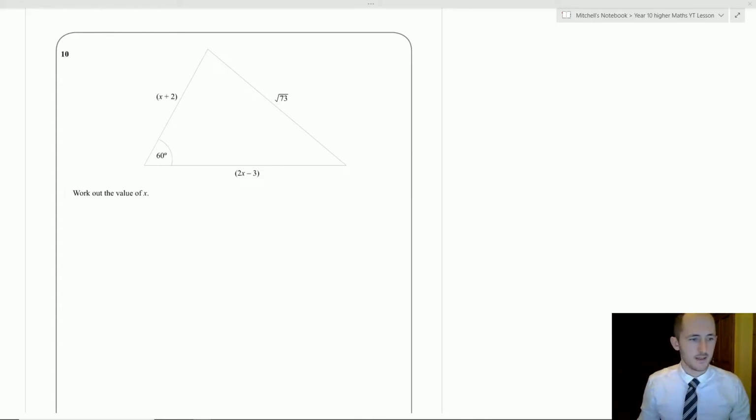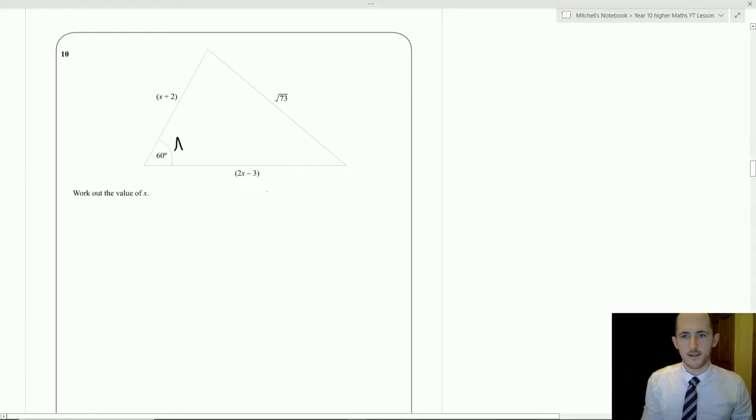Anyways, let's get on to this question. This somewhat scary looking question. I'll give you a second just to process how interesting it is. I mean, I say interesting. Okay, work out the value of x. Now they've actually given me all of the sides. So I'm going to label it the same way I've labelled everything before.